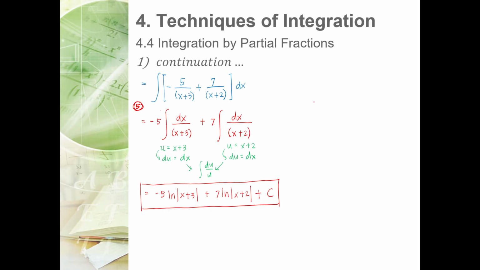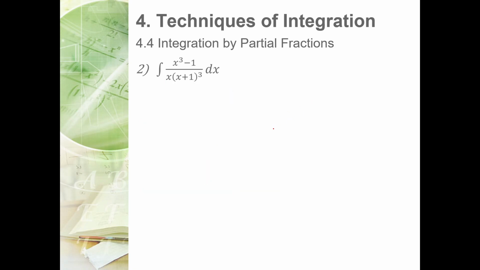So let's proceed to a more complicated example. Next we have here the integral of x cubed minus 1 over x times x plus 1 cubed dx. So again, if you look at the given equation, the degree in the numerator is lesser compared with the degree in the denominator. So what you have to do here is simplify the terms that you are presented with.